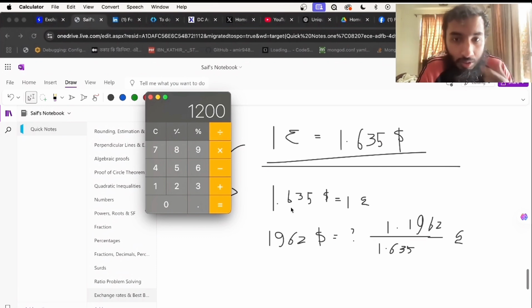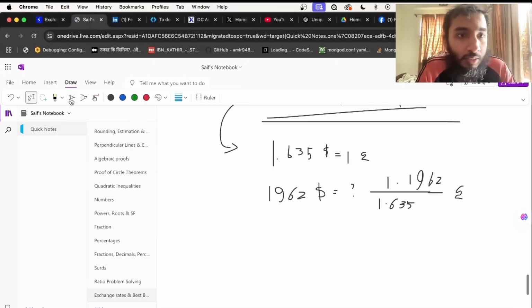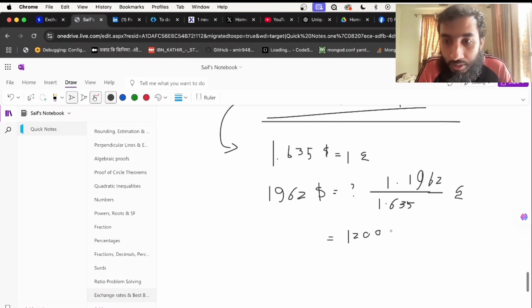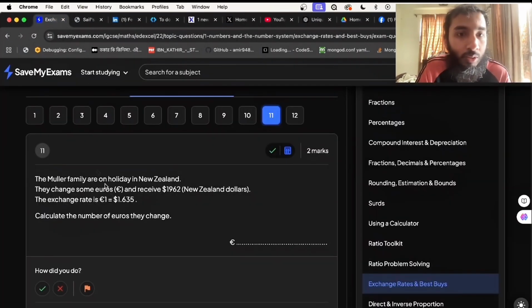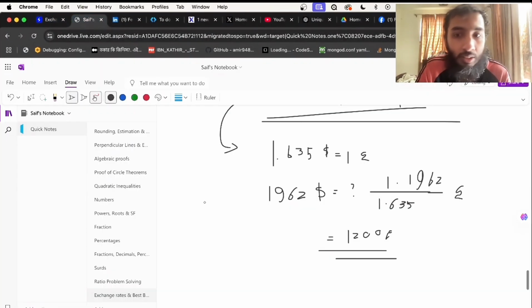I'm using a calculator here because there is no restriction given. So this is 1200, right? So this is 1200 euros. That is the amount required, the answer to the question: the number of euros they change. So 1200 euros is what they change.